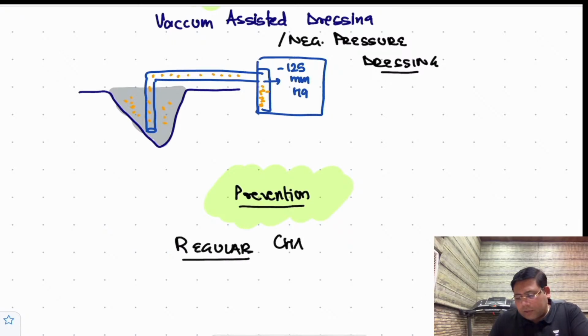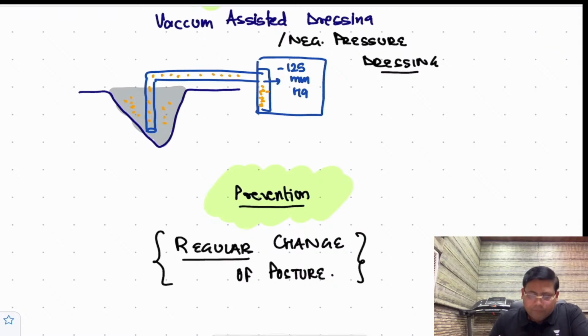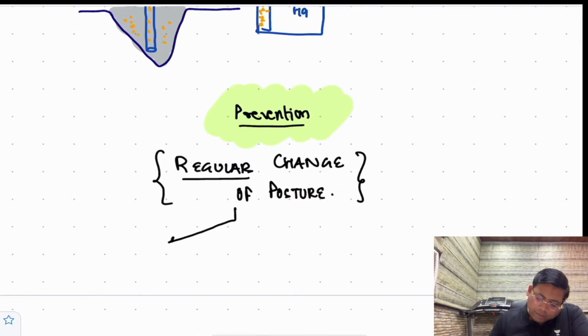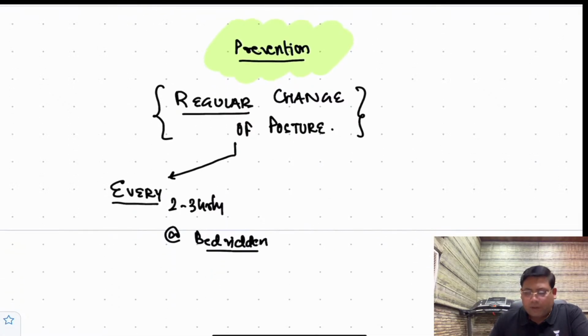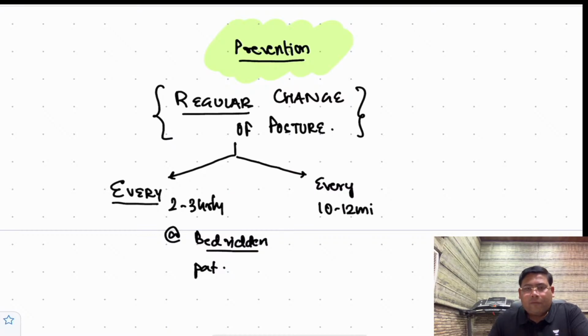Regular change of posture. Now when we talk about regular change of posture, what are the time windows that we need to understand? Every 2 to 3 hourly. For what patients? For bedridden patients. Excellent. For bedridden patients, it is every 2 to 3 hourly, and every 10 to 12 minutes for 10 to 12 seconds. For what ridden patients, students?